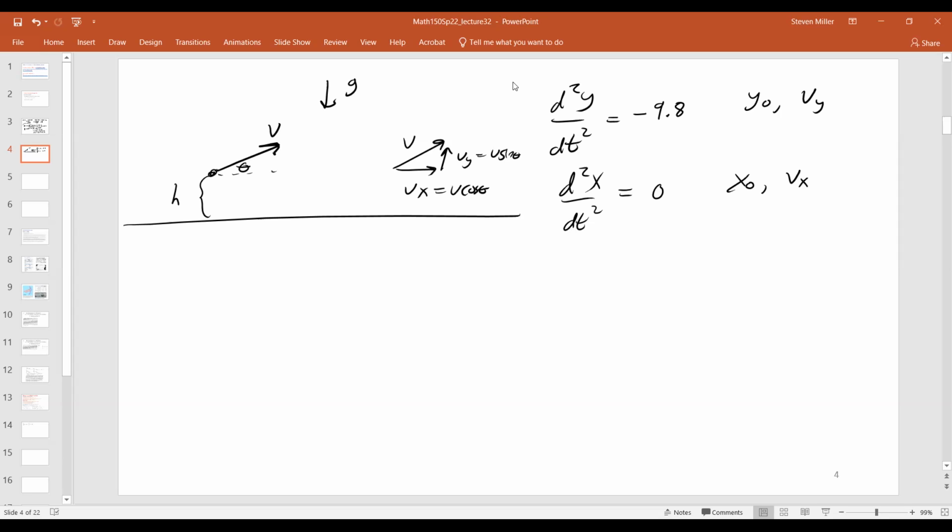A natural question you might ask is, what is the optimal angle for it to go as far as possible? You're assuming no wind, no friction. Any guesses? 45 degrees, at least if h is 0.